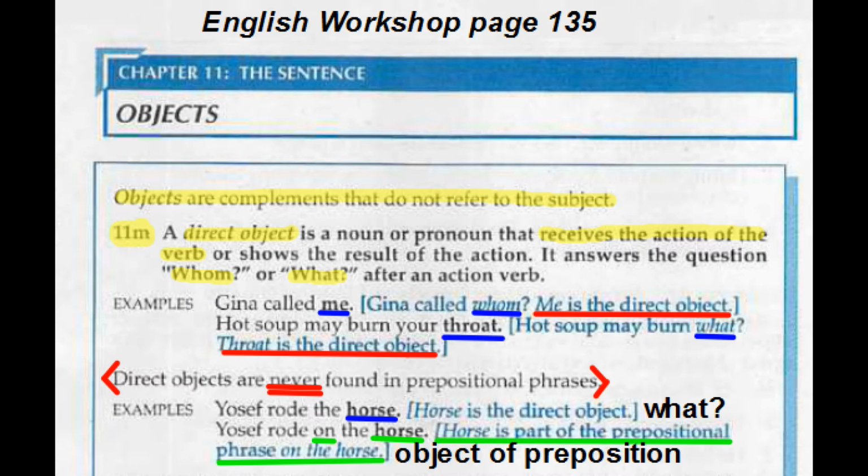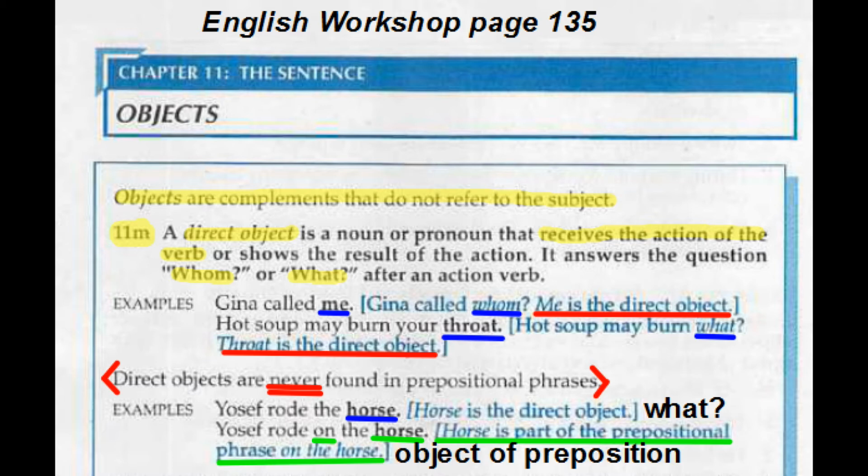Okay, today we're going to be working with the assignment on page 135, objects. Let's begin by highlighting the first part and marking the rule. Objects are complements that do not refer to the subject. Objects are always nouns. A direct object is a noun or a pronoun that receives the action of the verb or shows the result of the action. It answers the question whom or what after an action verb. Whom or what. That's probably the most important part, that you remember that it answers the questions whom or what.